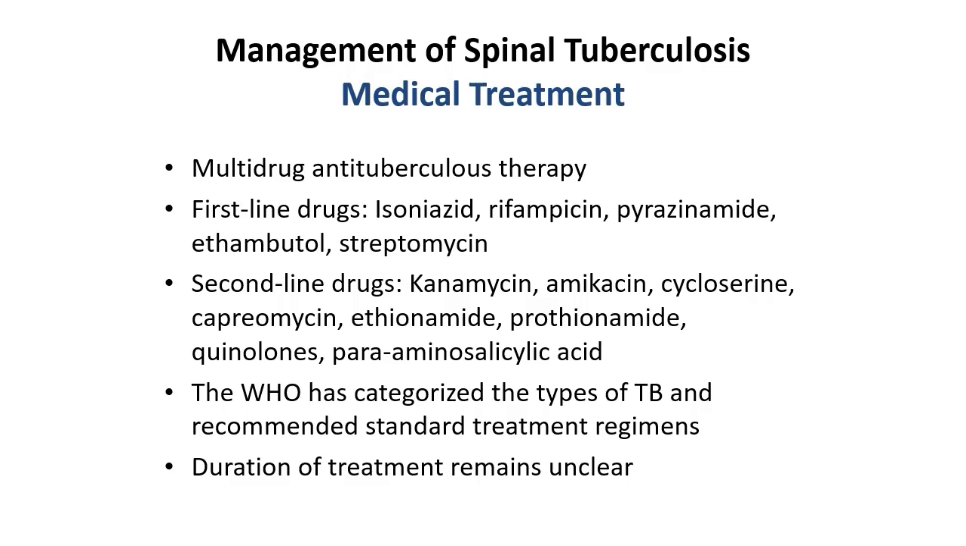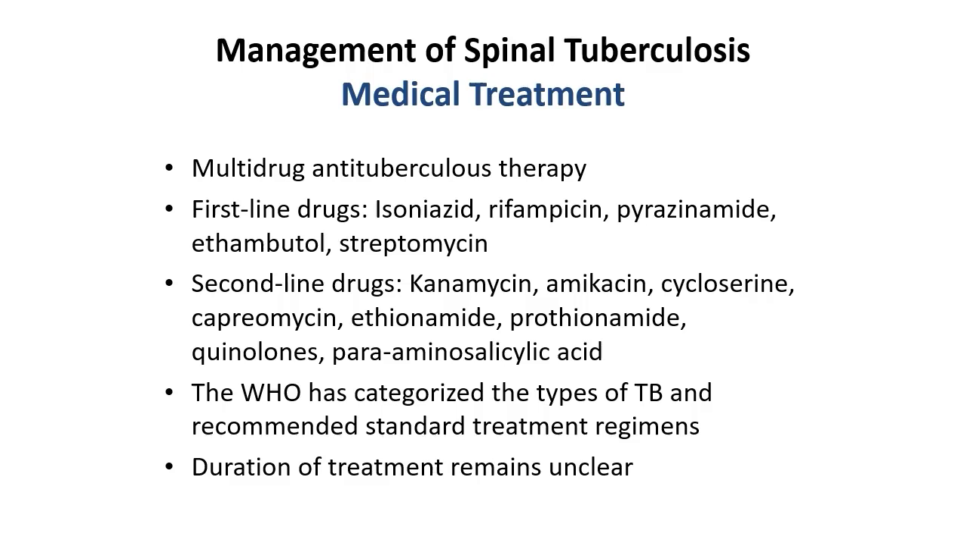The first-line drugs are the most effective agents against TB. The second-line drugs are less effective, have more side effects, and are more expensive, and are used usually for the treatment of drug-resistant TB and in patients with intolerance to first-line agents.